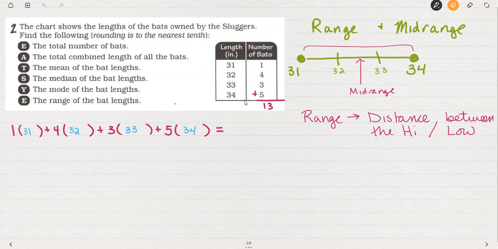So if I want the total number of bats, I would have to add the 1 plus 4 plus 3 plus 5 to get 13. Now this total combined length of all the bats, make sure you understand what that question is asking. The first step to Polya's problem solving is to understand the problem. So in this case, it's understanding what this is asking.